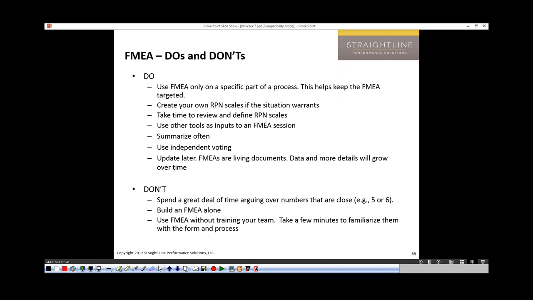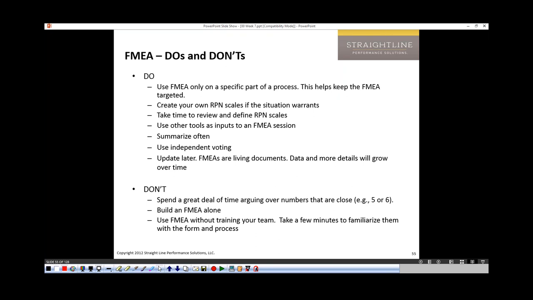Now, what you don't want to do is spend a ton of time arguing over whether something should be a 5 or a 6 or whatever. When in doubt, if you're facilitating, pick one and move on. If you're doing it for your process, do not do it alone in your cubicle, just like a process map. And do spend some time talking to people about what they're doing. Maybe spend some time brainstorming those risks and multivoting. That's often a really great way to do it. And then you can score those risks.